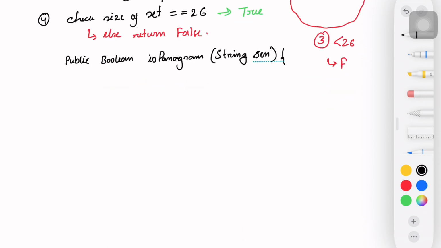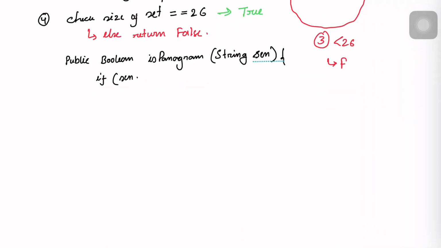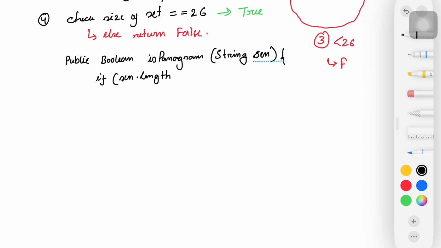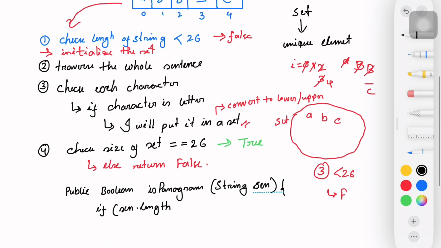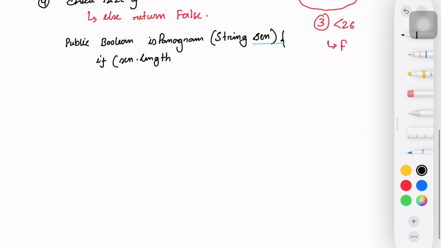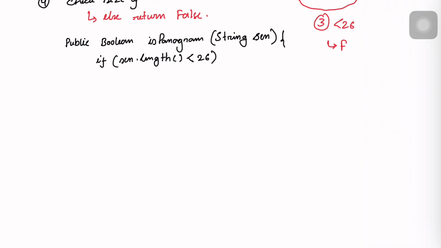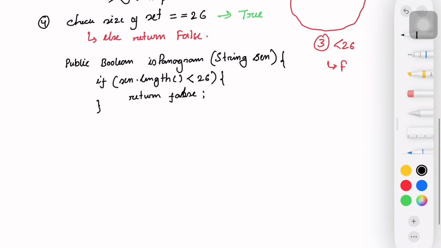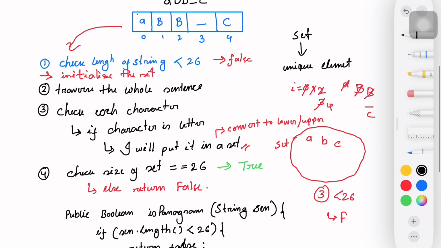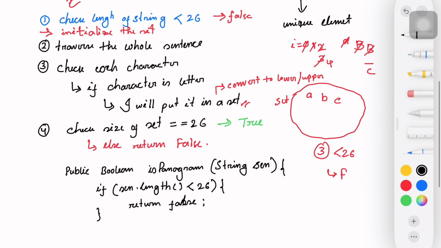At the very first line, what I will do, you can do it in any language basically. Once you have understood the algorithm, you can code it in any language. There is no issue. If sentence.length is less than 26, then here itself we will return false. If it is greater than or equal to 26, then we will first initialize as per our algorithm.